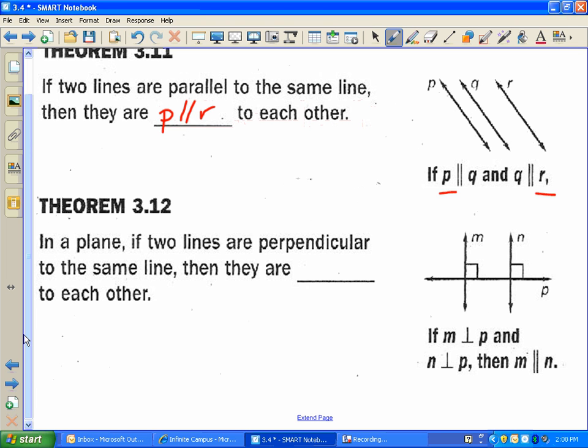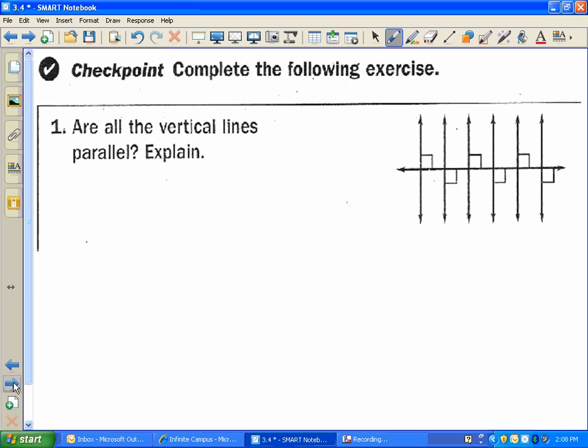If you have a plane, everything's on the same plane, and two lines are perpendicular to the same line, so line M and line N are both perpendicular to line P, then you know the lines are parallel to each other. You could have figured that out before, because these are corresponding angles, and corresponding angles are congruent, so these lines are parallel. Also, you need to know that all these angles right here are 90, and so are these. Very good. What do you remember? All right, so here's my question.